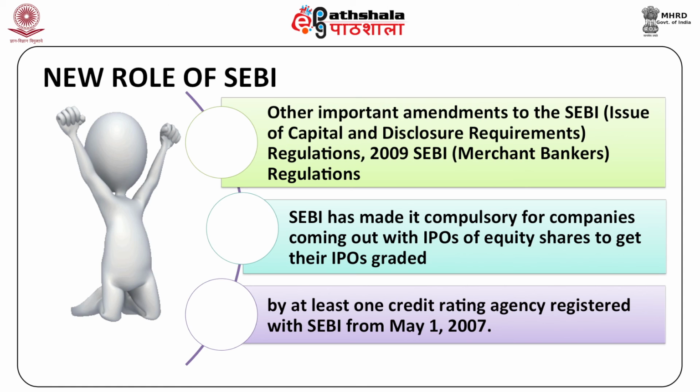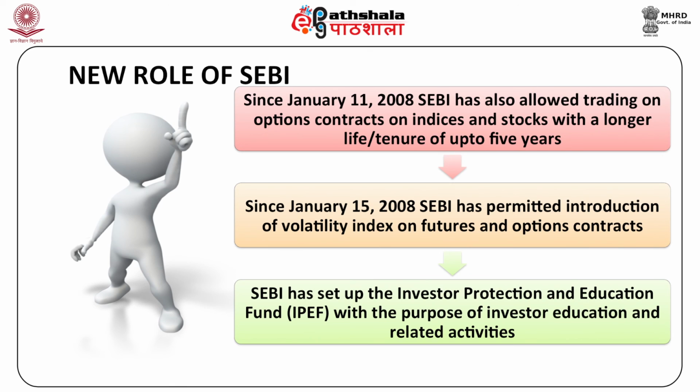SEBI has made it compulsory for companies coming out with IPOs of equity shares to get their IPOs graded by at least one credit rating agency registered with SEBI from May 1, 2007. Since January 11, 2008, SEBI has also allowed trading on options contracts on indices and stocks with a longer life tenor of up to 5 years. These contracts are expected to provide liquidity at the longer end of the market. Since January 15, 2008, SEBI has permitted introduction of volatility index on futures and options contracts.